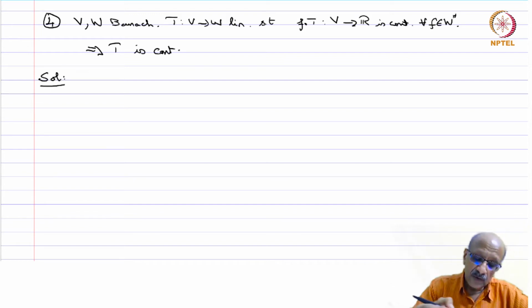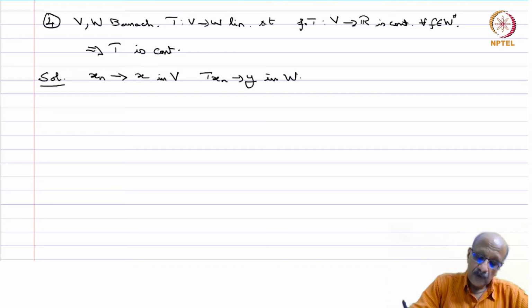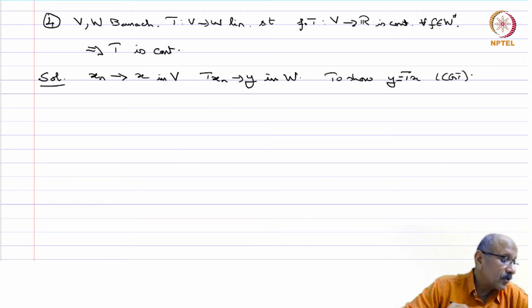So we will try to use the closed graph theorem. So let us take Xn converging to X in V and Txn converging to some Y in W. So to show Y equals Tx, this is what we want to show. Then the graph is closed and then we can apply the closed graph theorem.